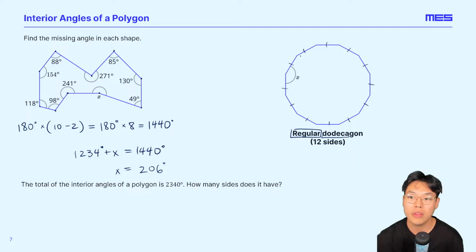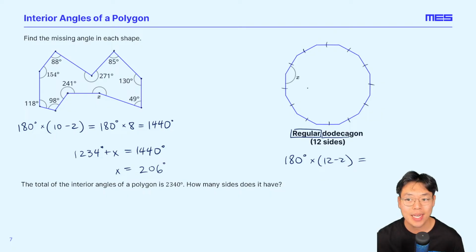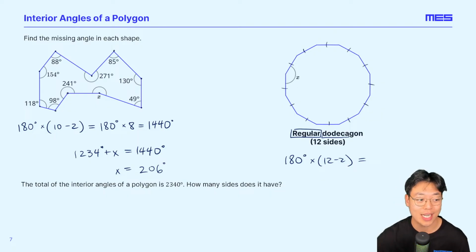Therefore, all the angles are also congruent. Okay, so all of them are an x. So how many angles are there? We know that the sum of interior angles will be 180 times 12 minus 2, which is going to be easy because 12 minus 2 is 10. And what is this going to equal? How many x angles are there in this regular dodecagon?